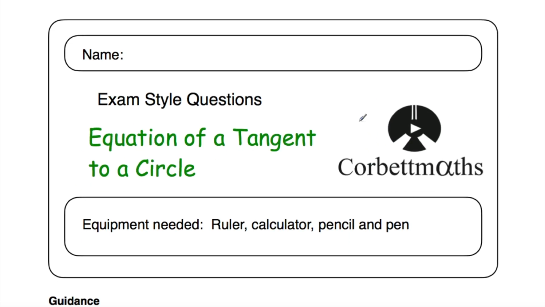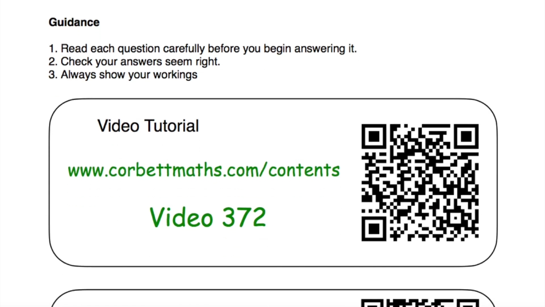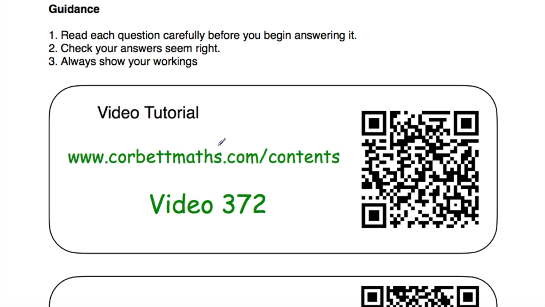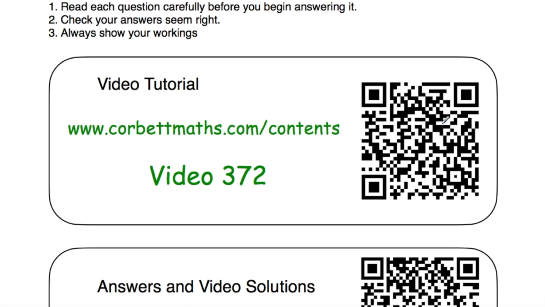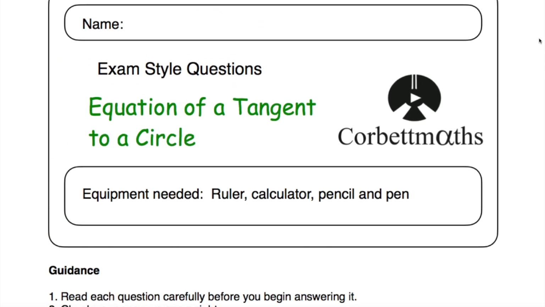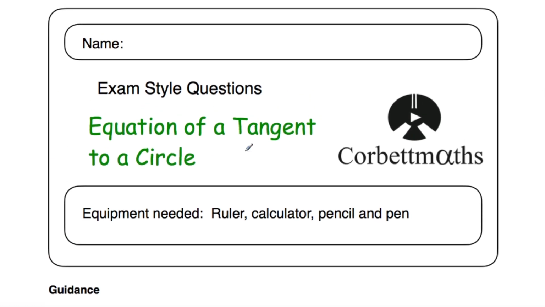So these have been the video solutions to the Corbettmaths Practice Questions on the equation of a tangent to a circle. If you need any extra help on this topic, if you go to Corbettmaths and go to the videos and worksheets section and scroll down to video number 372, there's a dedicated video tutorial there on finding the equation of a tangent to a circle. Alternatively, you could scan this QR code. But in this video, we're focused on the video solutions to the practice questions.